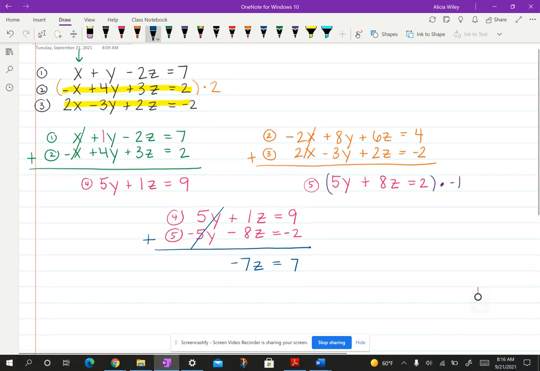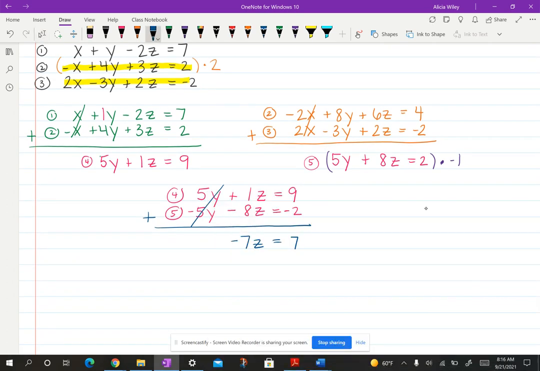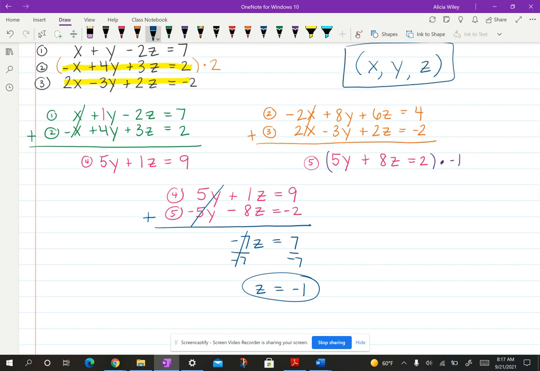The reason why that's so nice is because now we only have a z left, and I can divide both sides by -7 to get a z value of -1. So we now have one of our variables. Now our goal here is to have an x value, a y value, and a z value, and write it as what we call an ordered triple, similar to an ordered pair, except there are 3 numbers. So I know so far that I have my z. My z value is taken care of.